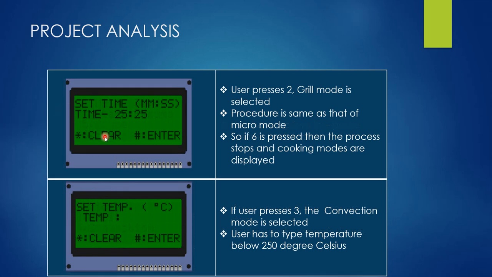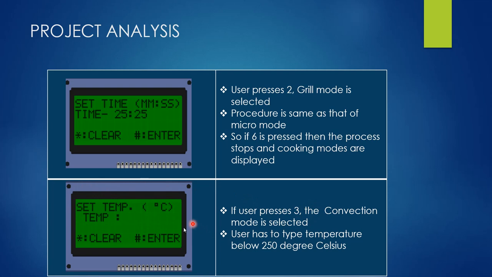Next, if the user presses the two on the matrix keypad, then the grill mode is selected, and the procedure is the same as that of the micro mode. So again, if 6 is pressed, the process stops and cooking modes are displayed again. Then after clicking the third, that is the convection mode, an option for setting the temperature is displayed.